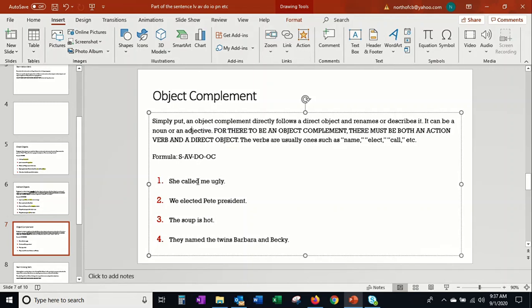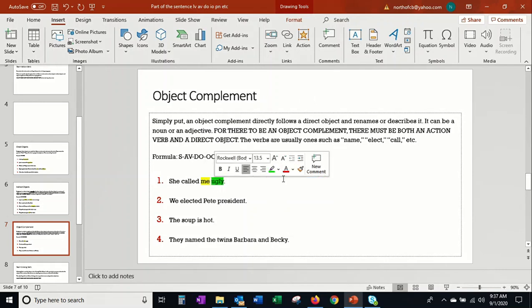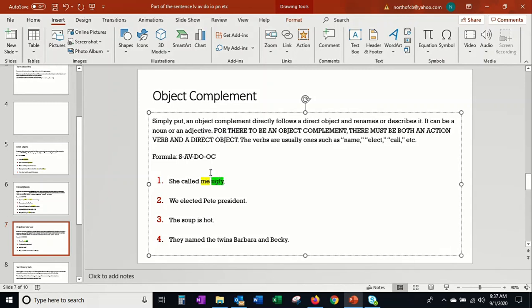Okay, so let's look at the first example. Notice too right here, before I do that, these are the common verbs that go with it. Things like name, elect, call. She called me ugly. She called, right? Called who? Subject is she. Called who? Me. There's our direct object. Okay, I'll go ahead and mark that in yellow. This word that follows it, ugly. Who's ugly? It's me. It comes backwards and describes the direct object. That's an object complement. It will follow the direct object and it will, as you see up here, describe or rename it.